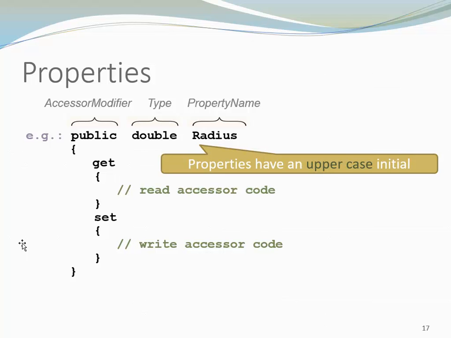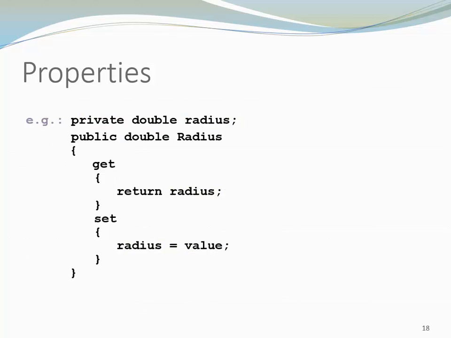Notice that properties have an uppercase initial. So this is the naming convention. Properties have an uppercase initial, just like methods in C# have an uppercase initial. Here we have an example that includes an implementation for the get and the set code blocks. Notice the backing field. The property exposes the data to other classes. However, there needs to be a storage location that actually stores the data. We talk about a backing store, and if that storage location happens to be a field, we talk about a backing field.